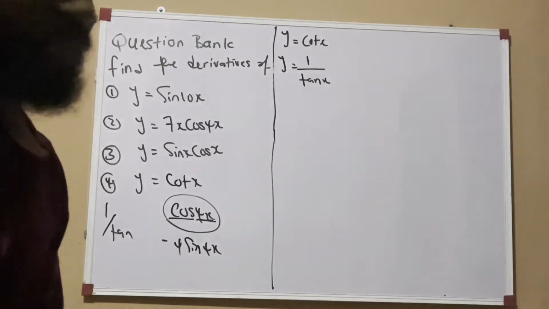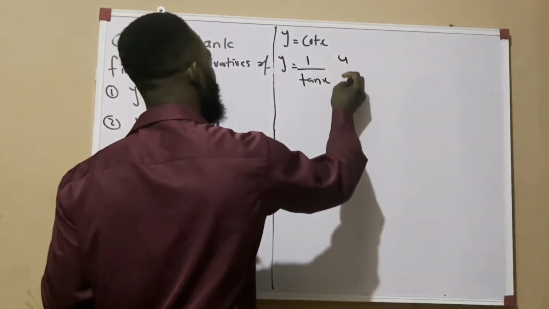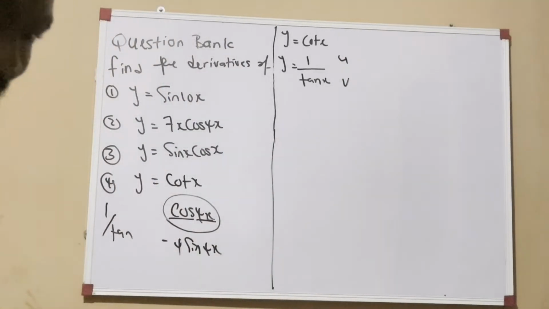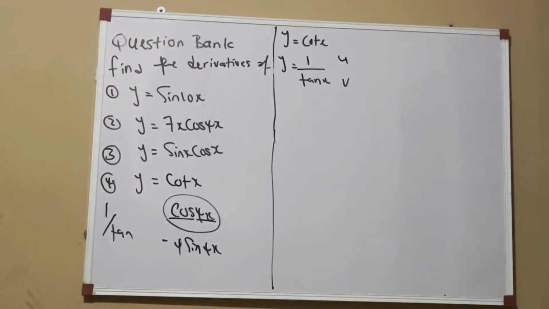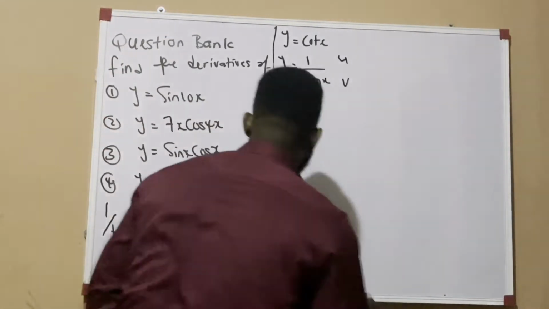Again, this is a quotient because there's a fraction. So the function on top is u, and the function down is v. Without wasting time, applying quotient rule says dy over dx. Let me try to create space.